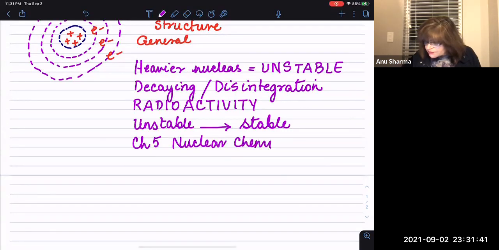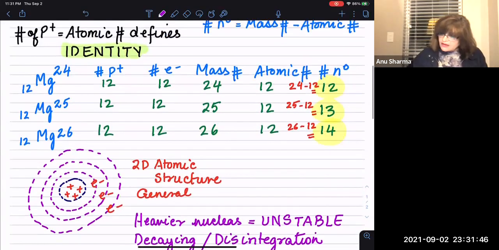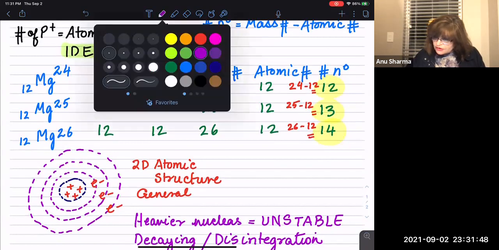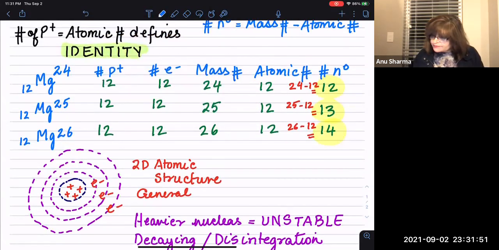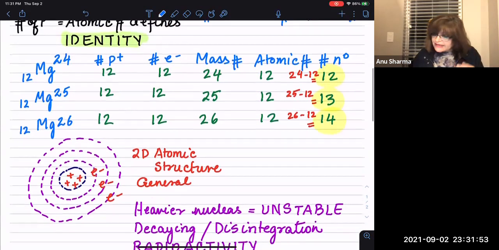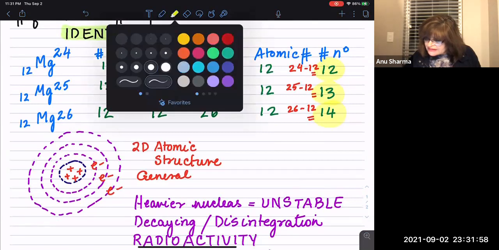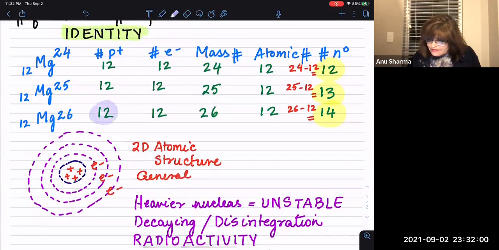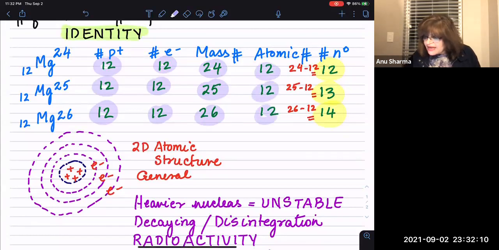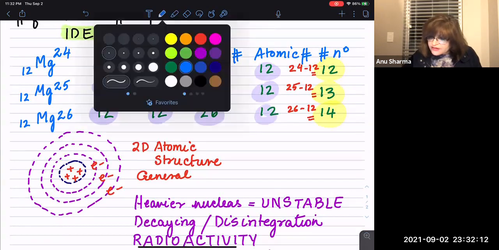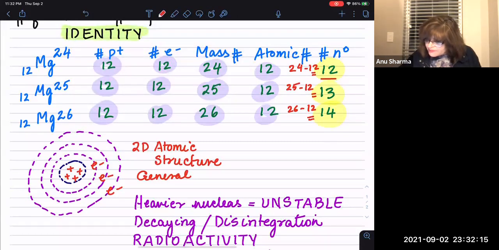But for now, just focus on one thing. Look at all these numbers. These are all exact numbers. 12 is an exact number. This is the mass number, again an exact number. Atomic numbers are exact, and even the number of neutrons is an exact number.